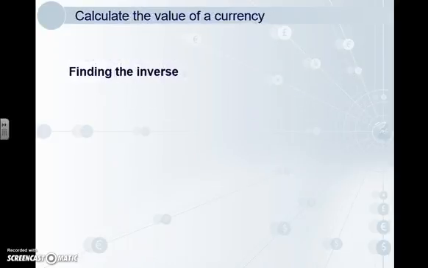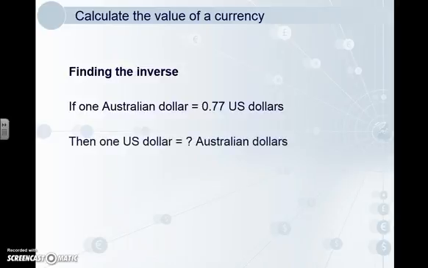Calculating exchange rates is first. So exchange rates, as we know, are represented as one currency's value in terms of another. For example, 1 Australian dollar equals 0.77 US dollars. But then, how much is a US dollar worth in terms of an Australian dollar? Using the figures we have, the equation is that 1 US dollar equals 1 over 0.77 Australian dollars.